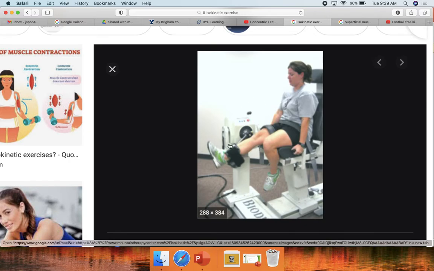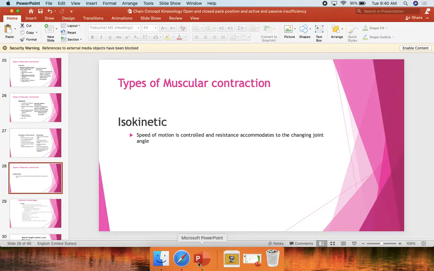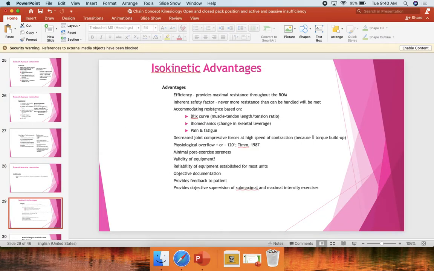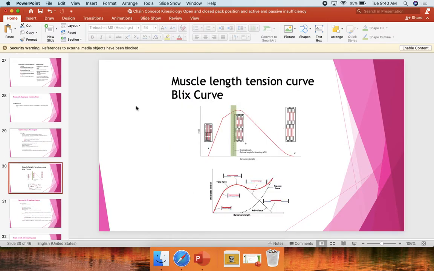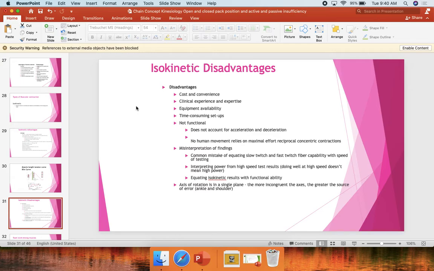mainly because these machines, so this is an isokinetic machine. This is a lever that will move the person's leg at the same speed, and they are able to just move against the force. So these machines are very expensive. I don't think that they are very conducive to clinical medicine. But like I've said, we've actually learned some really cool things about muscle contractions because of isokinetic exercises and principles. So again, there's some advantages and disadvantages. This is one of those cool things that we've kind of learned because of isokinetic exercises.